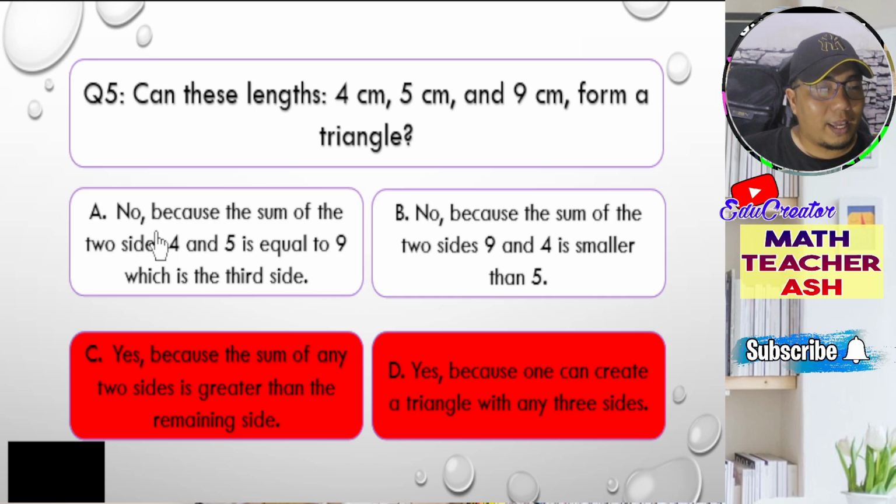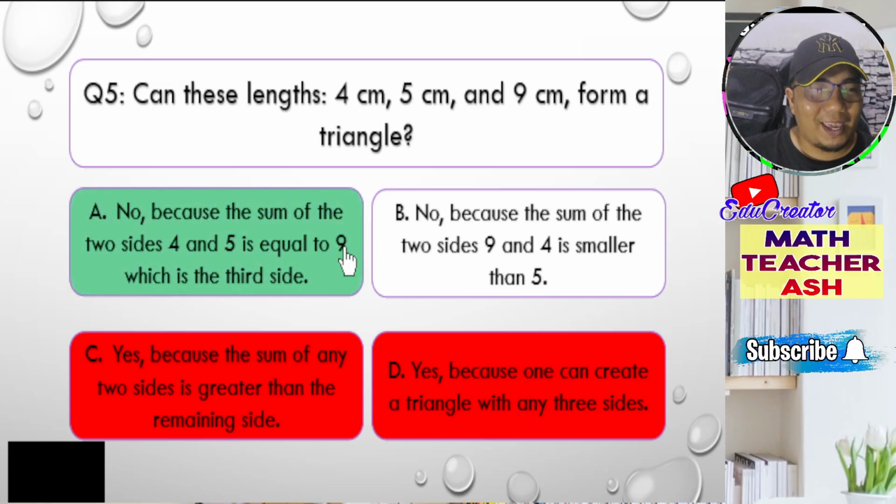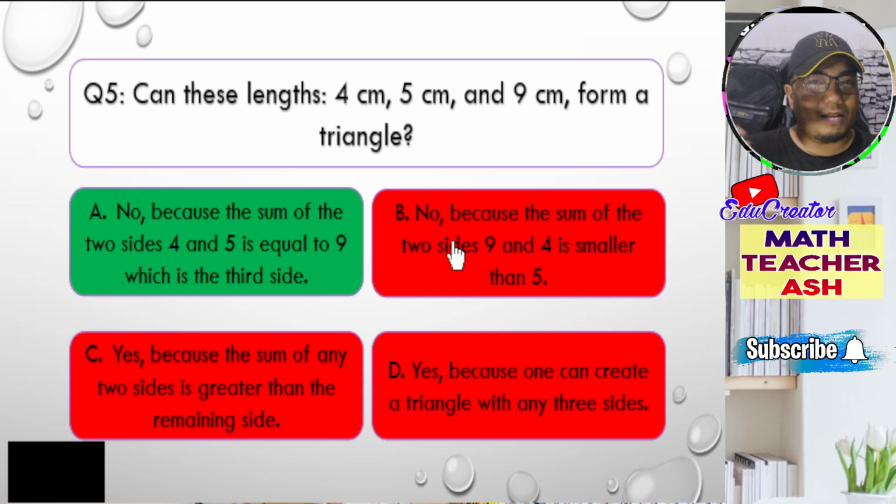We have here A, no, because the sum of the two sides of 4 and 5 is equal to 9, which is the third side. B, no, because the sum of the two sides is smaller than, okay, so the letter B is wrong. The correct answer for this one is letter A. Alright, so we got that one, my dear math learners.